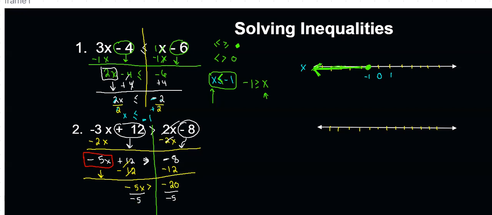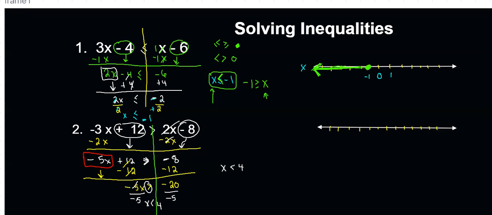And negative 5 divided by negative 5 is 1x. Now, we divided both sides by a negative. Because of that, we have to switch our inequality. It was greater than, now it's less than. All right. And then a negative divided by negative is a positive. 20 divided by 5 is 4. So we get x is less than 4.